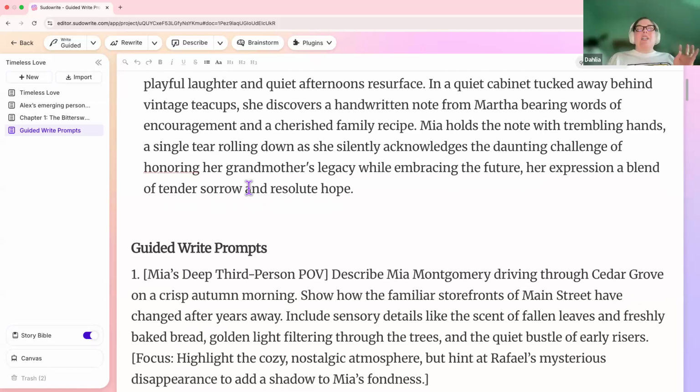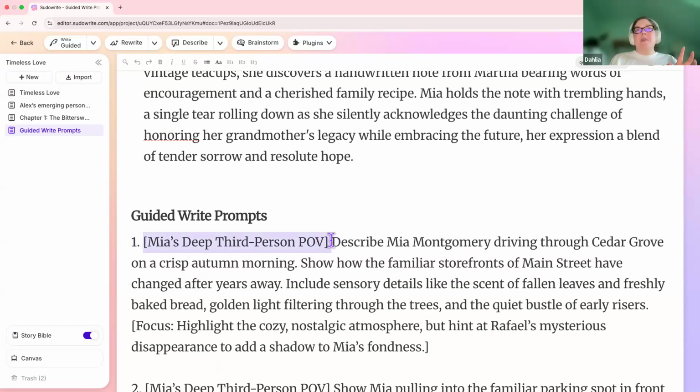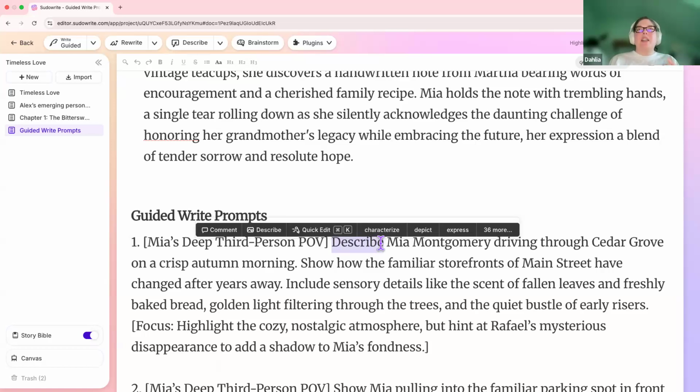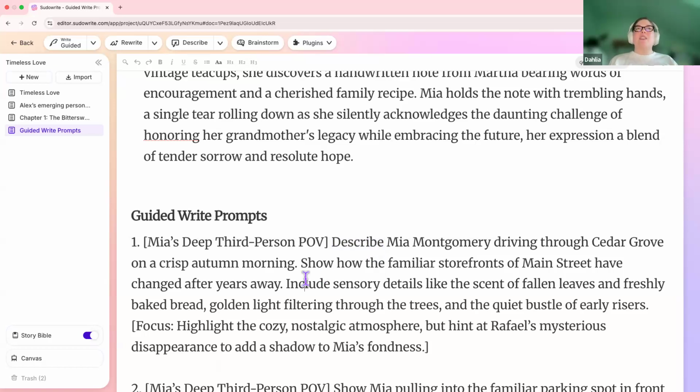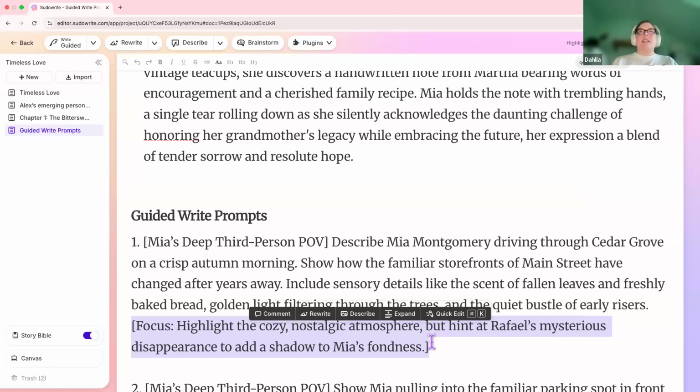And I usually structure my guided write prompts a bit more like this. I start with the POV, in this case, Mia's deep third person POV. And then I use more imperative language, like describe Mia Montgomery driving through Cedar Grove, show how the familiar storefronts of Main Street have changed, include sensory details, and sometimes also instructions like focus, highlight the cozy nostalgic atmosphere, but hint at Raphael's mysterious disappearance to add a shadow to Mia's fondness.